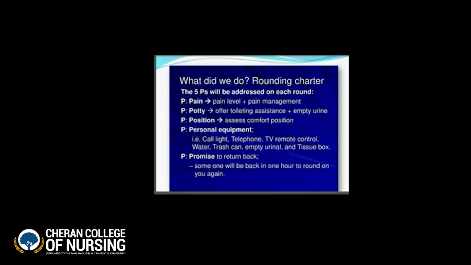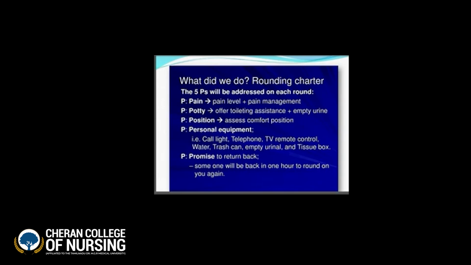Position: assess comfort position. At each round we want to ask the patient if they are in a comfortable position, or if any position is ordered, we want to put the patient in the correct position. And personal equipment like call light, telephone, TV remote control, water, food, urinal, tissue box, whatever things the patient needs, we want to keep near to the patient, easily reachable.